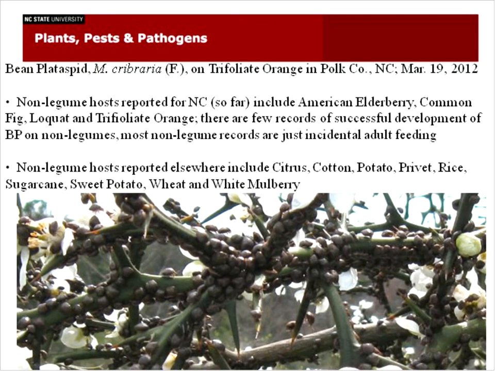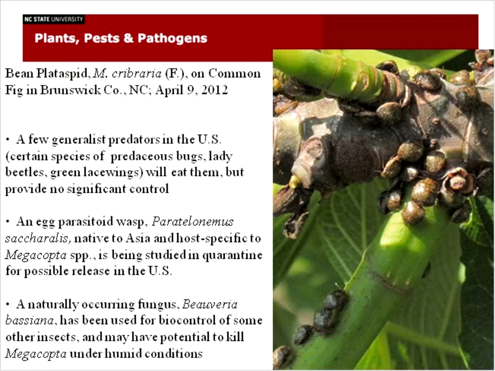There are a few records in the literature of the successful breeding of the bean plataspid on non-legume plants, but they are not as successful on these plants. They grow more slowly. They don't produce as many offspring. So most non-legume records are probably just incidental feeding by the adults. Some of the non-legume hosts that have been reported in the literature for the bean plataspid include citrus, cotton, potato, privet, rice, sugarcane, sweet potato, wheat, white mulberry, and some additional non-cultivated plants.